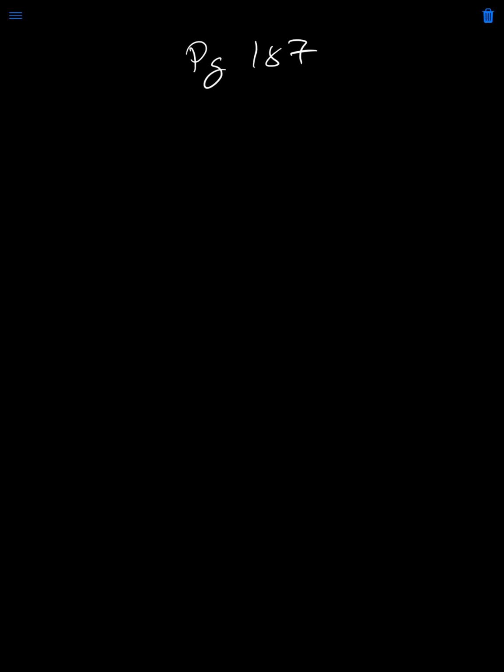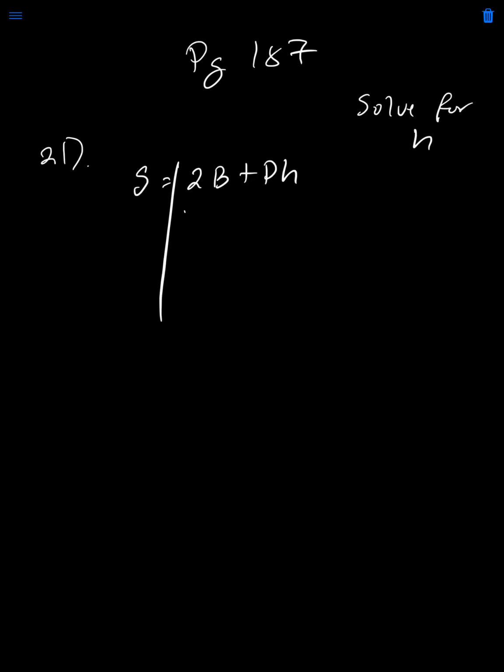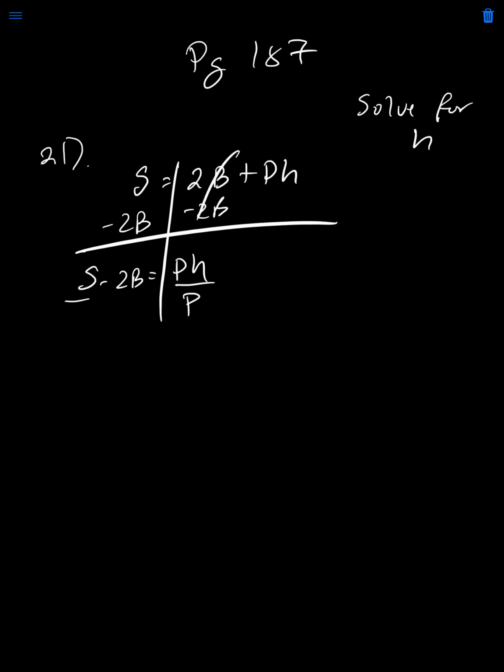Then it gets a little bit harder. Let's flip it over to the back side. I'm still on page 187. On number 21, it says the surface area of a prism is S equals 2B plus PH, and we have to solve for H. I'm going to subtract 2B on both sides. S minus 2B is equal to PH.